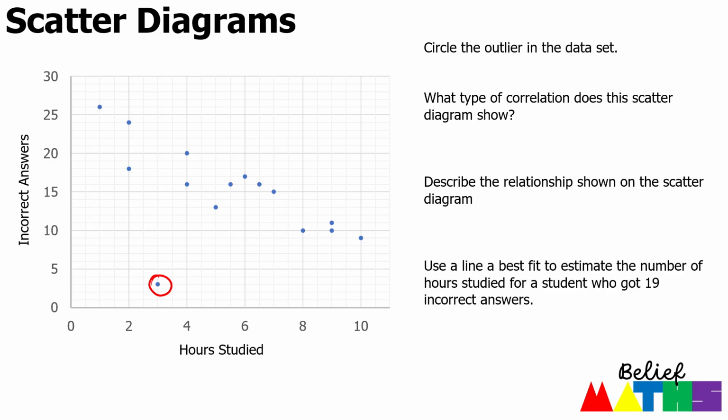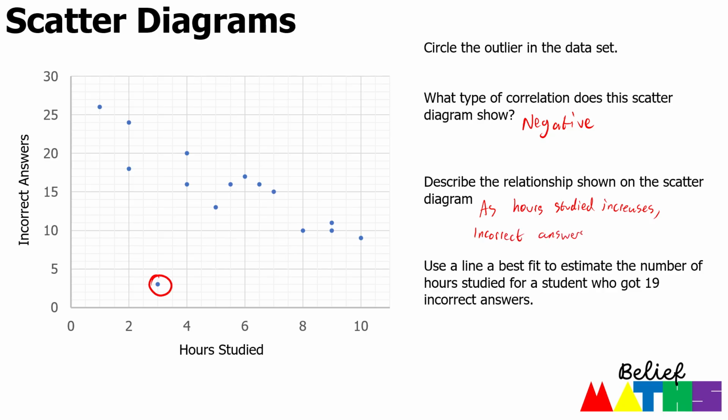So what type of correlation does this show? It shows a negative correlation, because it's decreasing as it goes from left to right. It then asks for the relationship shown. Now the relationship has to be written in context. In this case, it's hours studied and incorrect answers. So we always start with our x-axis first. So as hours studied increases, as in as we move from left to right, and then whatever the y-axis is, so incorrect answers.